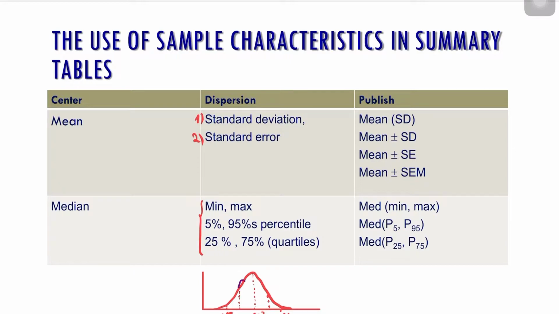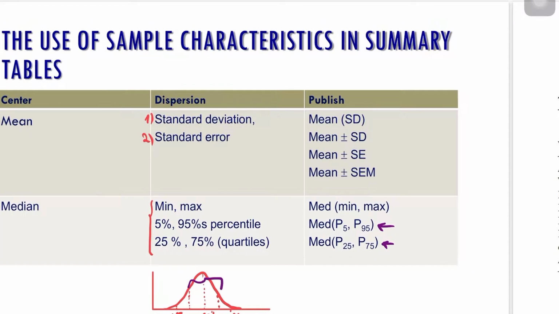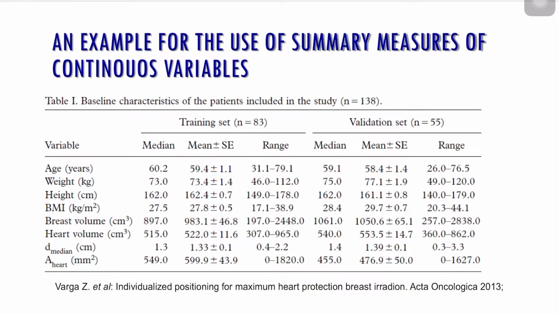If we need between these two, it shows the 25th to the 75th percentile, or we need the 5th to the 95th, it must be symmetric, and we can show it. We can have a minimum, maximum, we can find the median, or we can have the 5th to 95th percentile, and the 25th to 75th percentile.